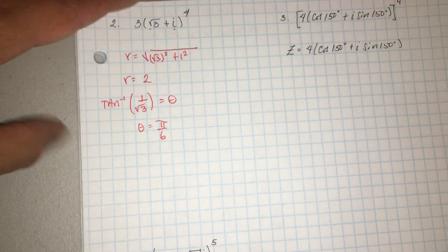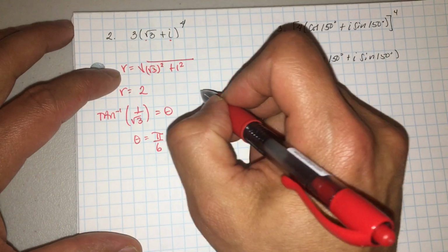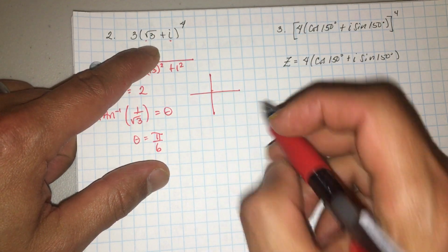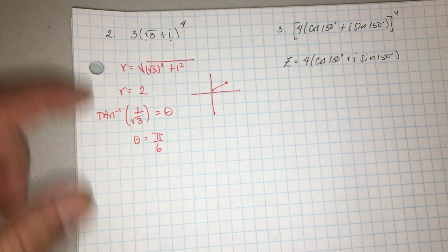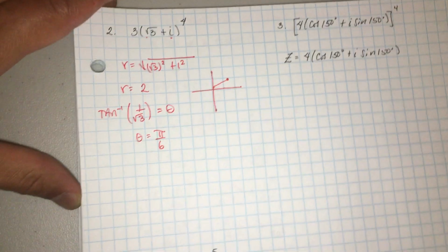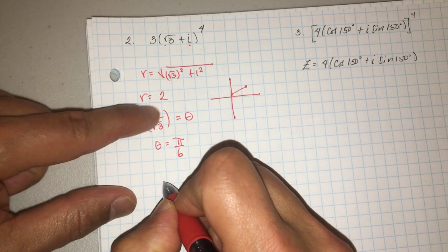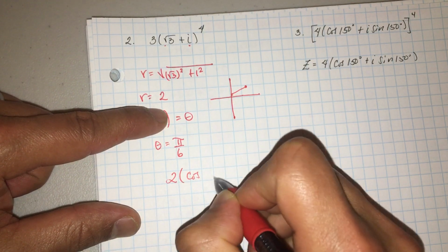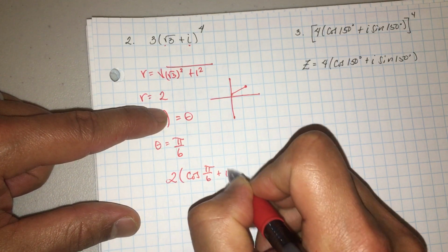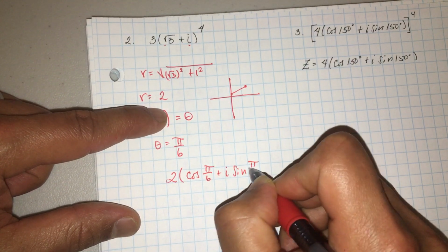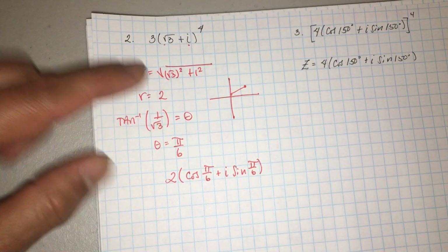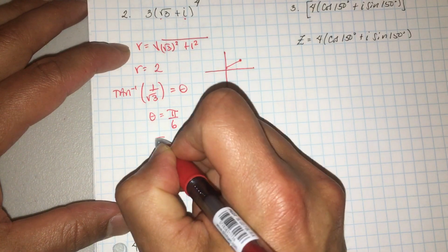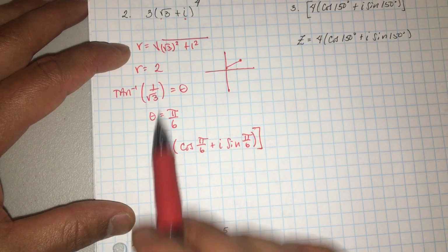Now, where is this angle located? If I draw it, square root of 3 goes to the right, and then it goes up, so somewhere in the first quadrant, which is good, so I'm just going to leave it as pi over 6. So when I write this, I have 2 times cosine of pi over 6 plus i sine of pi over 6, and I'm going to raise it to whatever power they want. What is it, the 4th power?